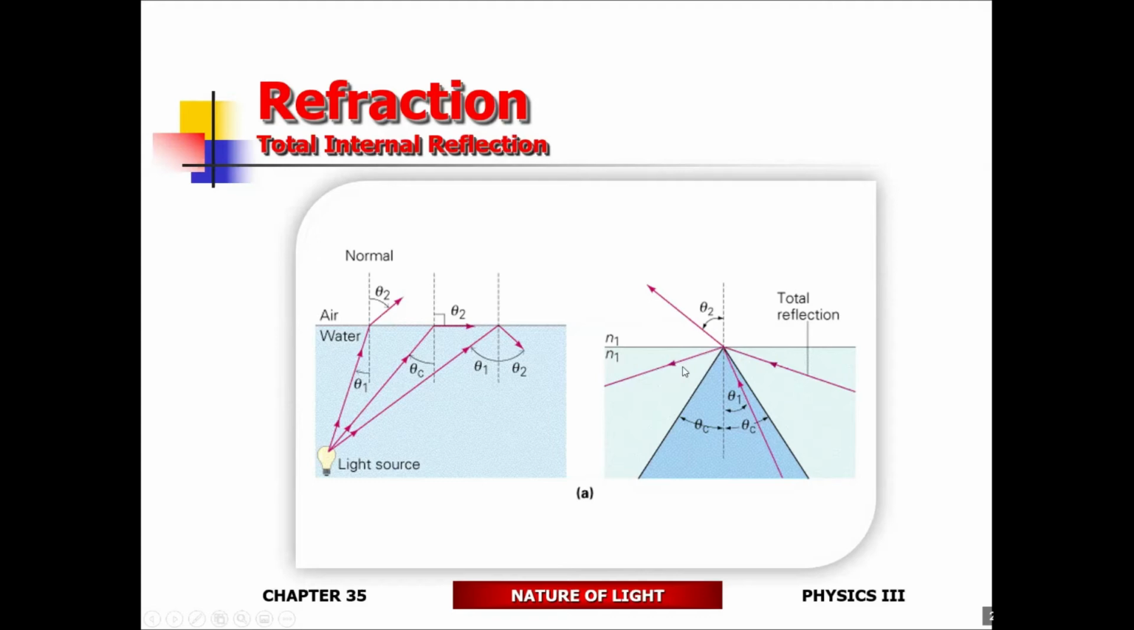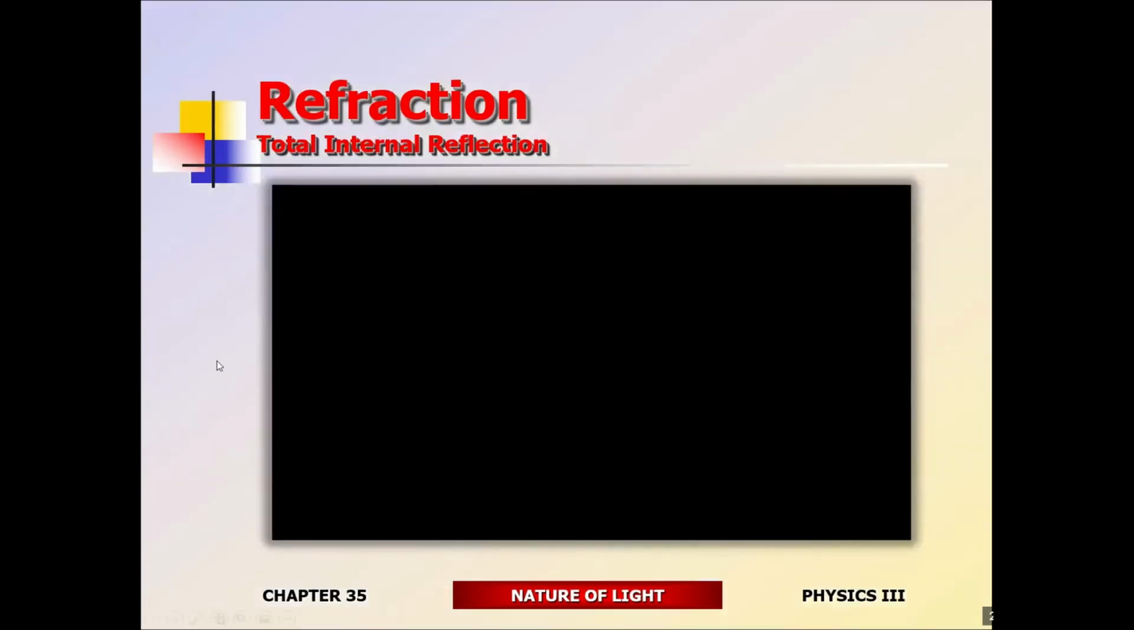There's a different way of looking at it. One of them is n1, the other one is n2. n2 has to be a larger index of refraction than n1 for this to work. So the light source is going to be within that material, and this is your critical angle. An angle smaller than the critical angle, light refracts, and an angle larger than the critical angle, the light simply becomes internally reflected, which means that it becomes captured by the material itself.